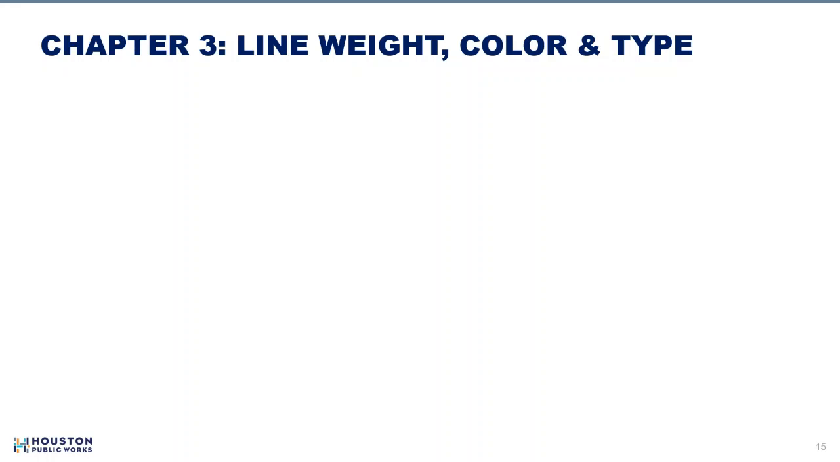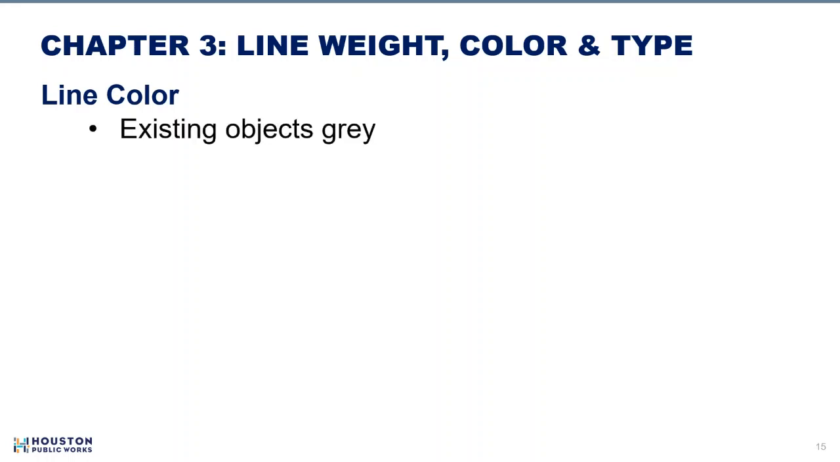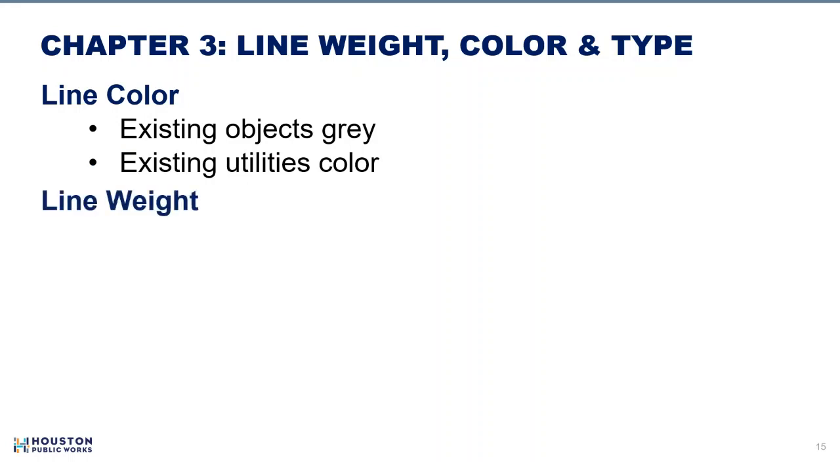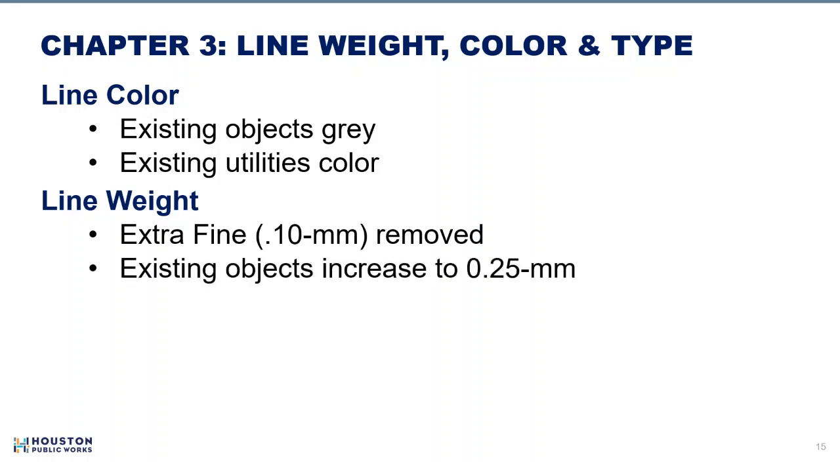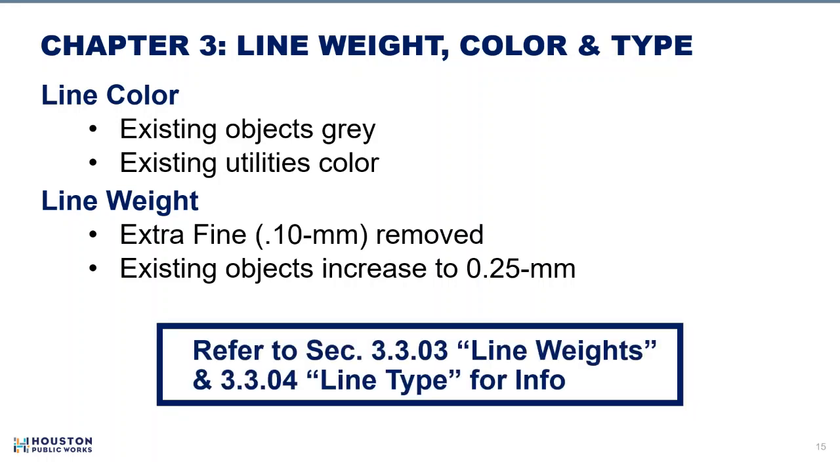Updates were made to line type, line weight, and color for graphic requirements. The line color for existing objects has been changed from an extra fine black pen to gray. Similar to Harris County Flood Control District, the city will now require existing utilities in color. Line weights have been updated, and the extra fine line weight has been removed, and existing object line weights have been increased to 0.25 millimeters. Refer to sections 3.3.03 and 3.3.04 for info. Let's take a look at the standard symbol sheet with the new requirements.